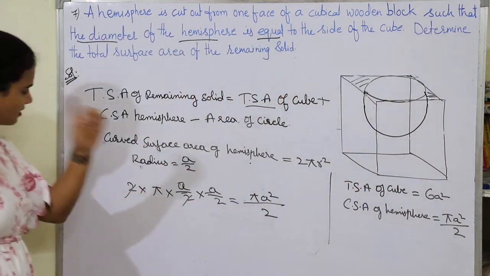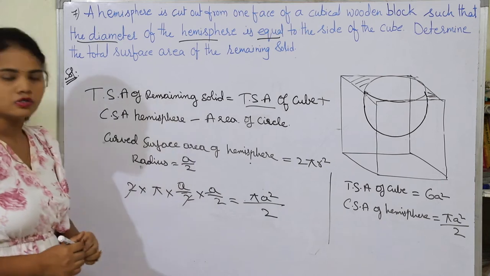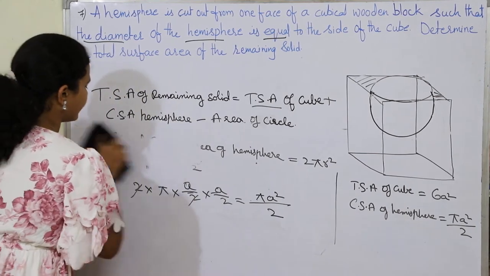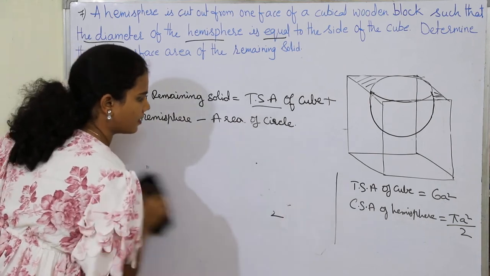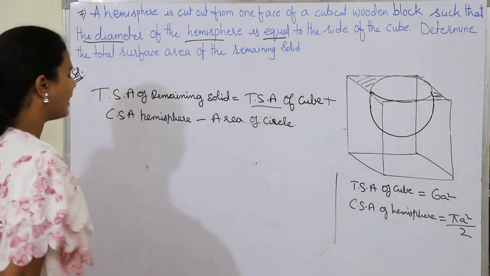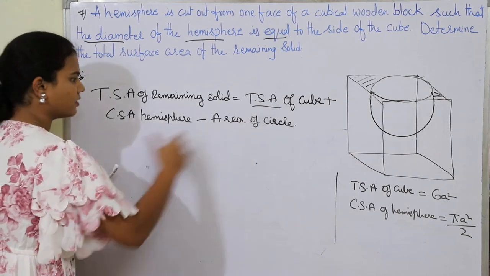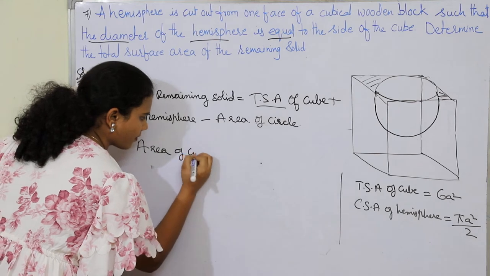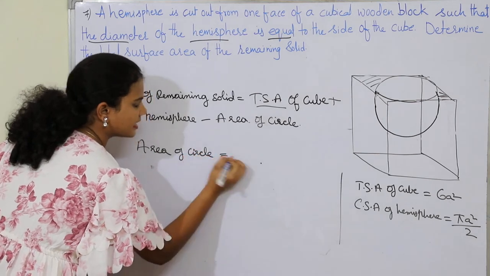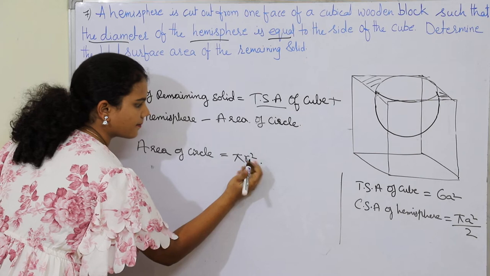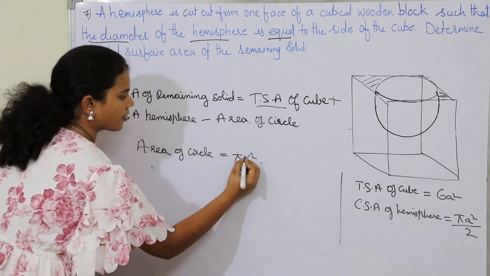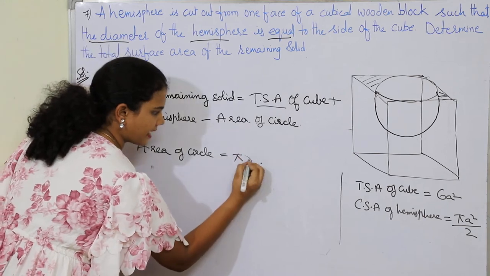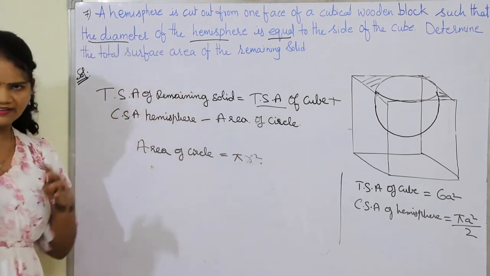Now let's go for the next one, where area of circle. So area of circle formula is, okay, let me write down over here. Let's find out the area of circle, where area of circle equals pi r square. Okay, area of circle equals what? Pi r square. So let pi value be pi.